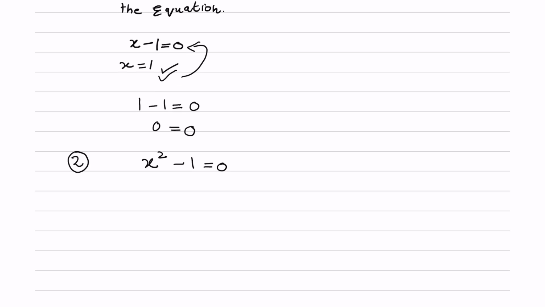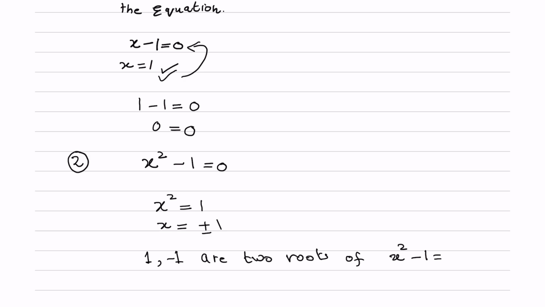Now back to this example, x square minus 1 equal to 0. It's a degree 2 equation, so it will have 2 roots. How do we find these 2 roots? Since it's again a very simple equation, to find the roots, we will solve this. x square equal to 1 and taking square root on both sides gives us x is equal to plus minus 1. So here 1 and minus 1 are two roots of the equation x square minus 1 equal to 0.